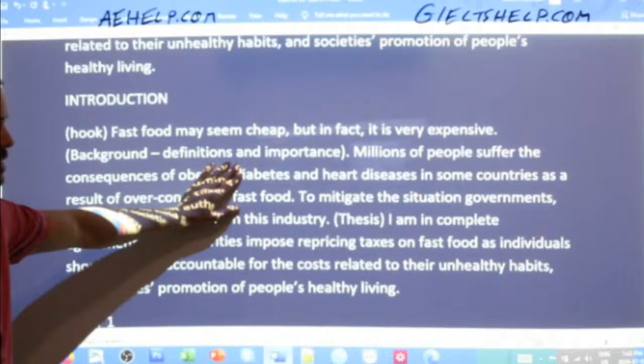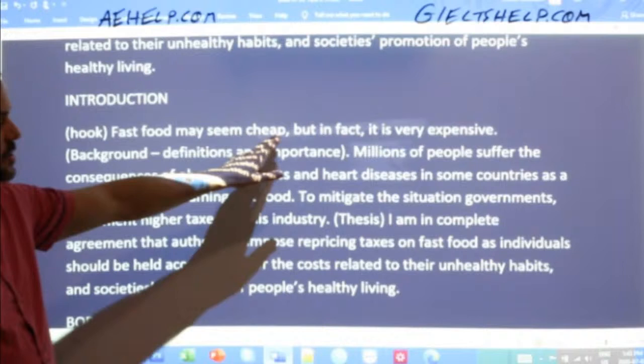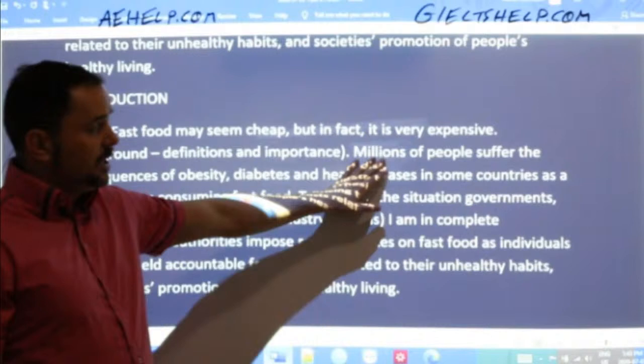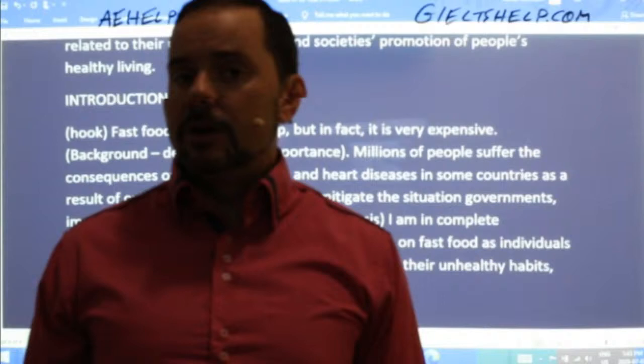And notice that my background immediately starts to clarify my hook. So fast food may seem cheap, but in fact, it is very expensive. Now, when we read this, the reader starts to realize right away what I mean by that. Okay, so clarity. Always seek to explain your ideas.